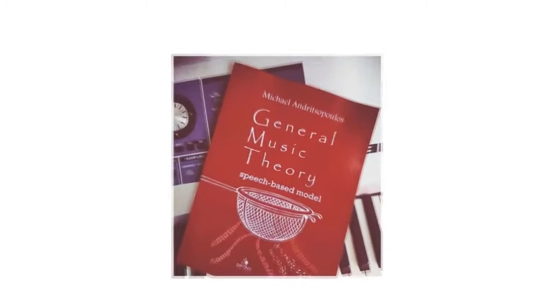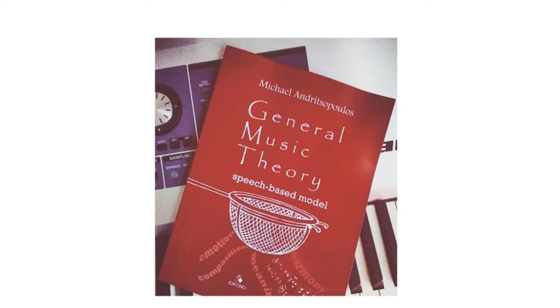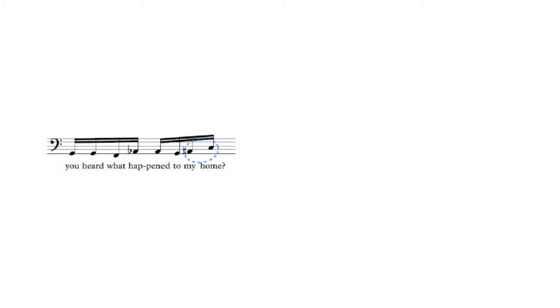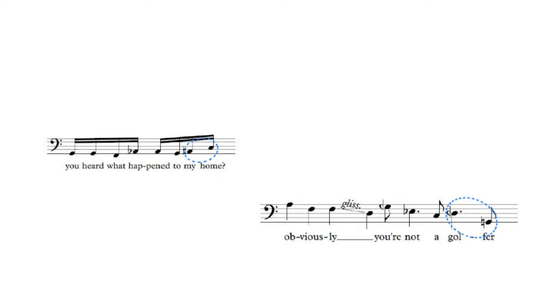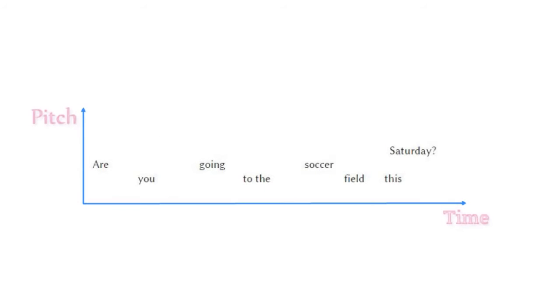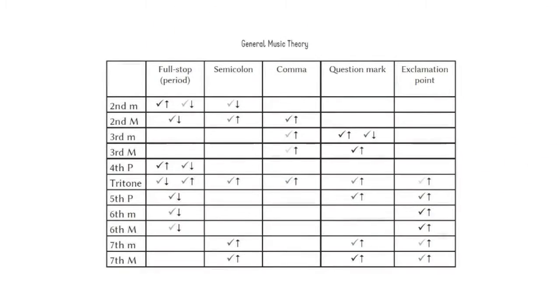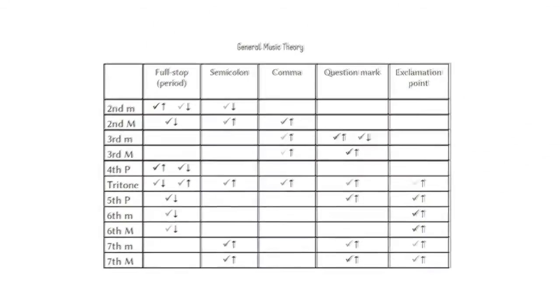General music theory's speech-based model is a formalization of the findings that occurred by extended research about the relation between speech and music. The first part is about the role of intervals as meaning carriers. Their use in speech shows that in non-tonal languages, intervals can be related to punctuation marks.